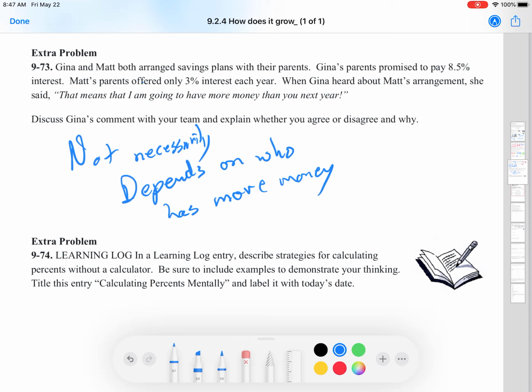It's a higher percent. Earn more, like in relationship to how much money she has? You bet. That percent means that she's going to have more return on the amount of money she has. But if Matt has $1 million at 3%, he's going to get a lot of money. And if Gina had $1, even at 8.5%, that's 9 cents. That's not very good, right? So it just depends on who's got more.